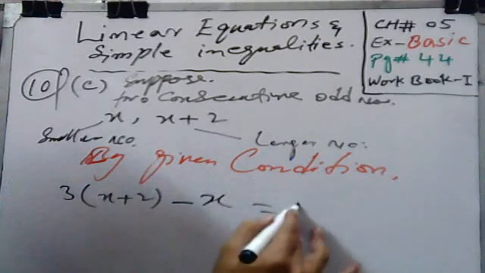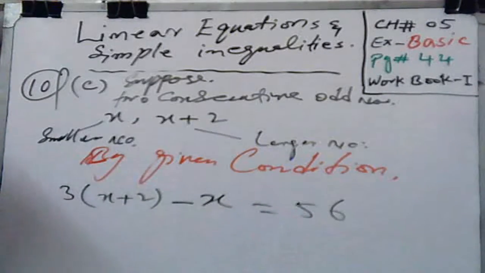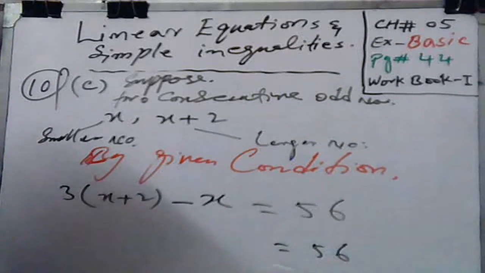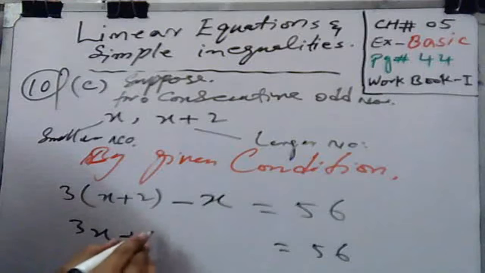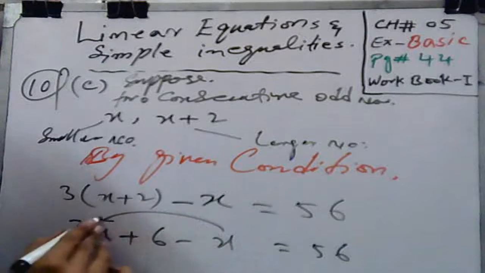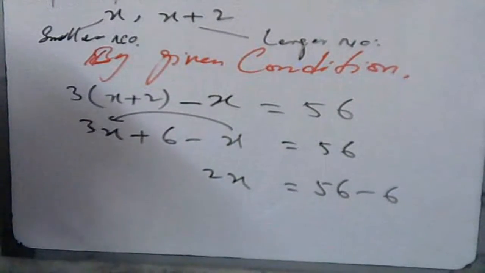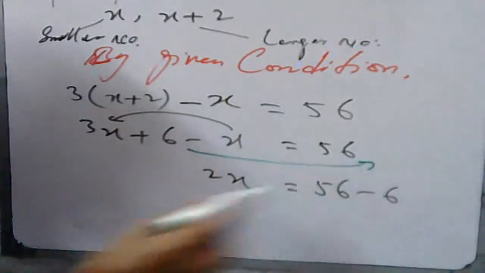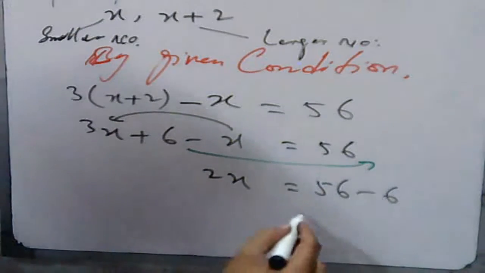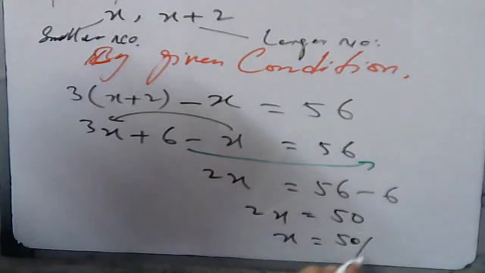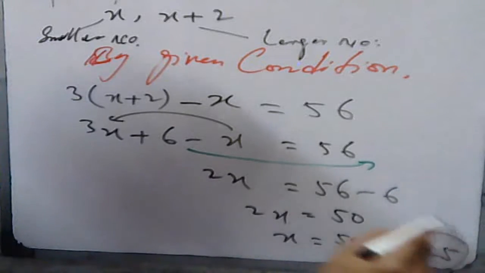Now simplify it: 56 equals 3x plus 3 times 2, which is 6, minus x. Homogeneous terms should be subtracted, that is 2x, and 56 minus 6, as the constant term should be shifted to the other side. So you will get 50. The value of x is 50 divided by 2, which is 25.